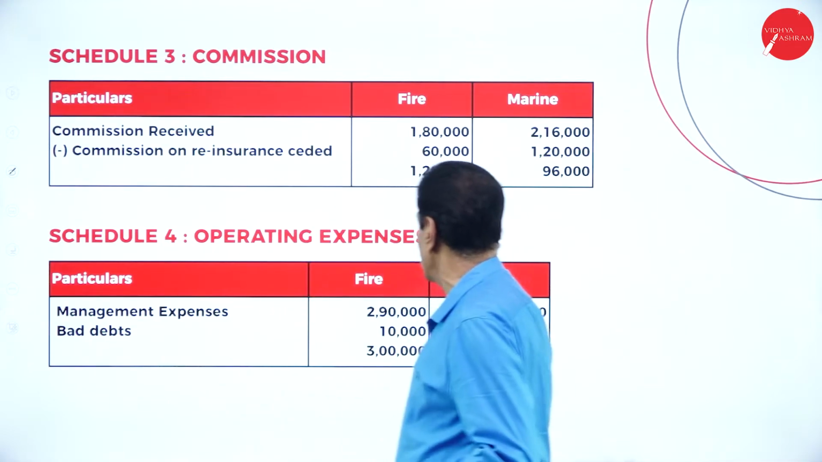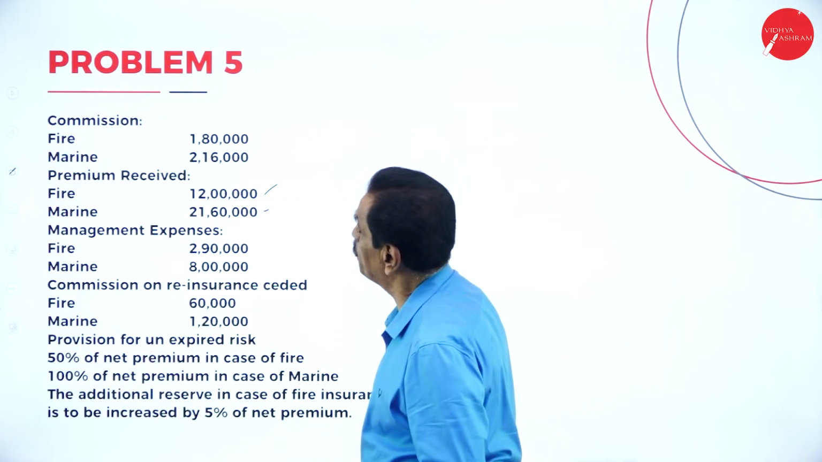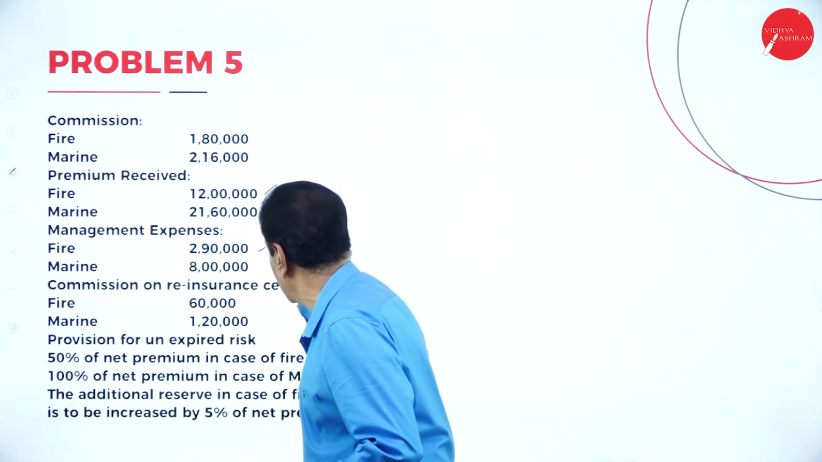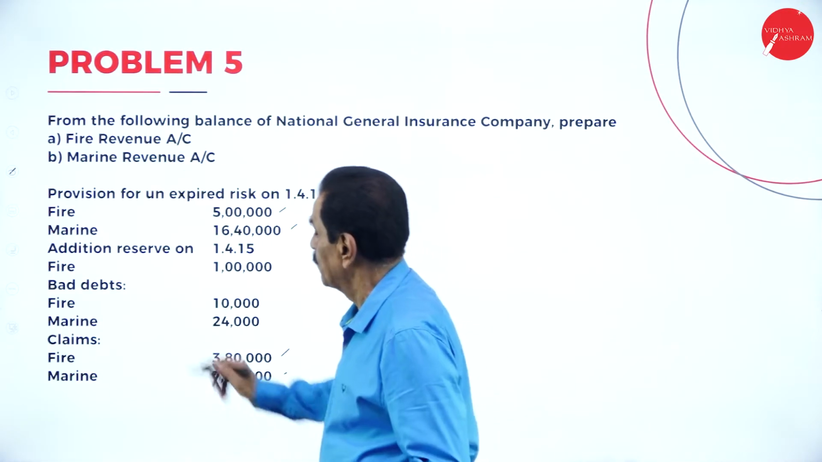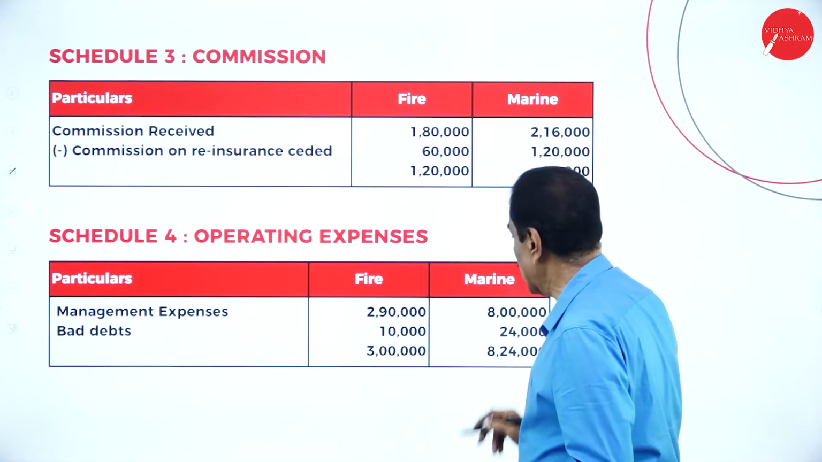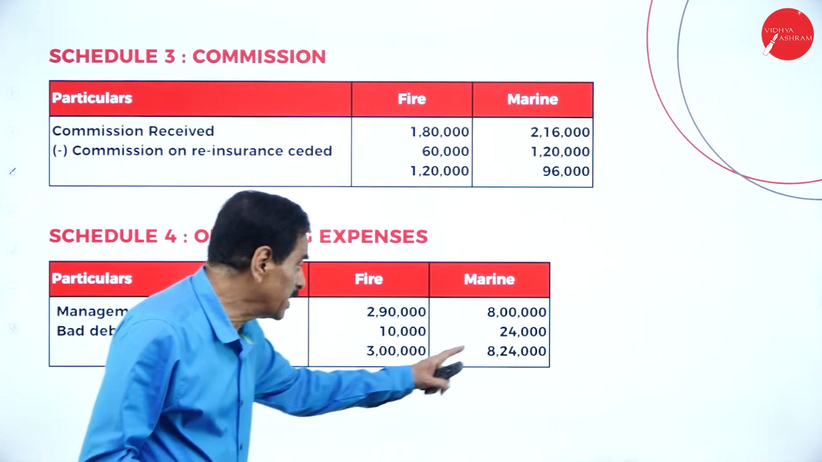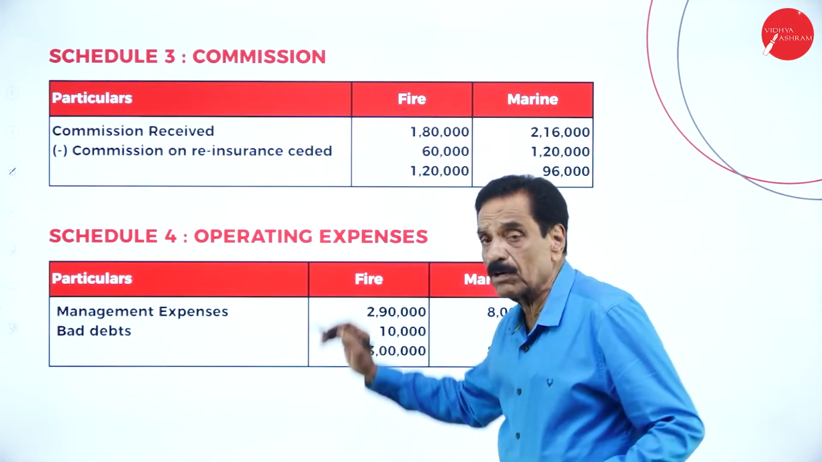Operating expenses, management expense: 2 lakh 90,000 and 8 lakh. Plus bad debt, for fire it is 10,000, for marine 24,000. That should be added. So it becomes 3 lakh and 8 lakh 24,000. So all of schedule number 4 is over.